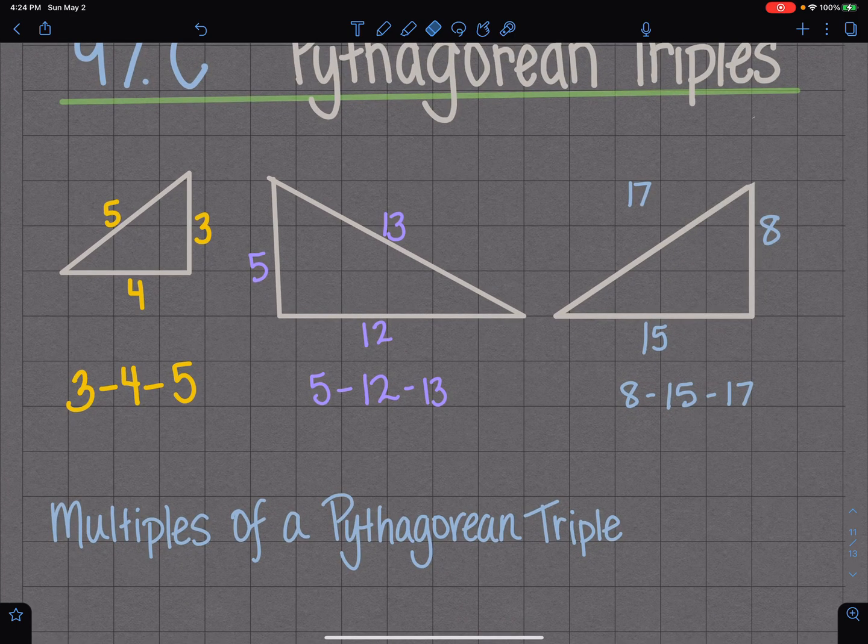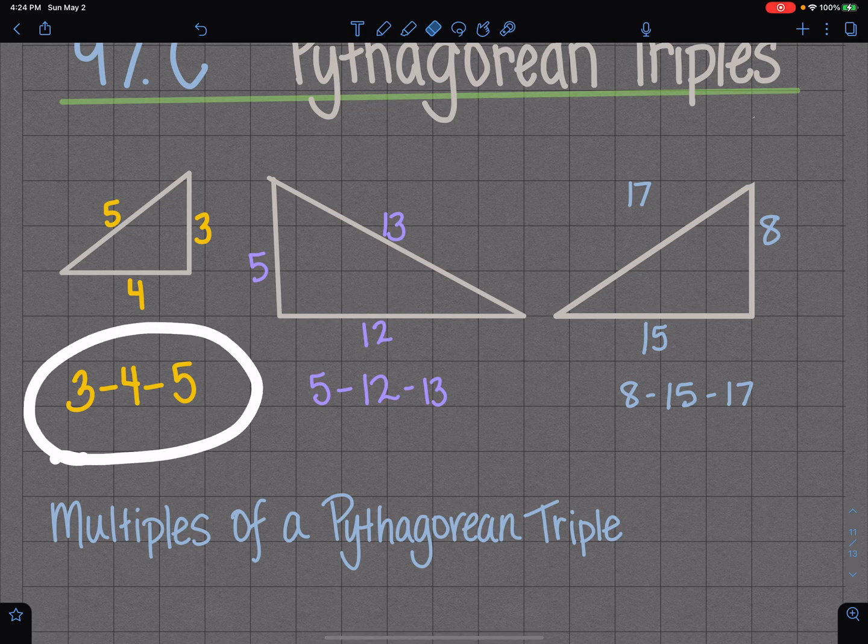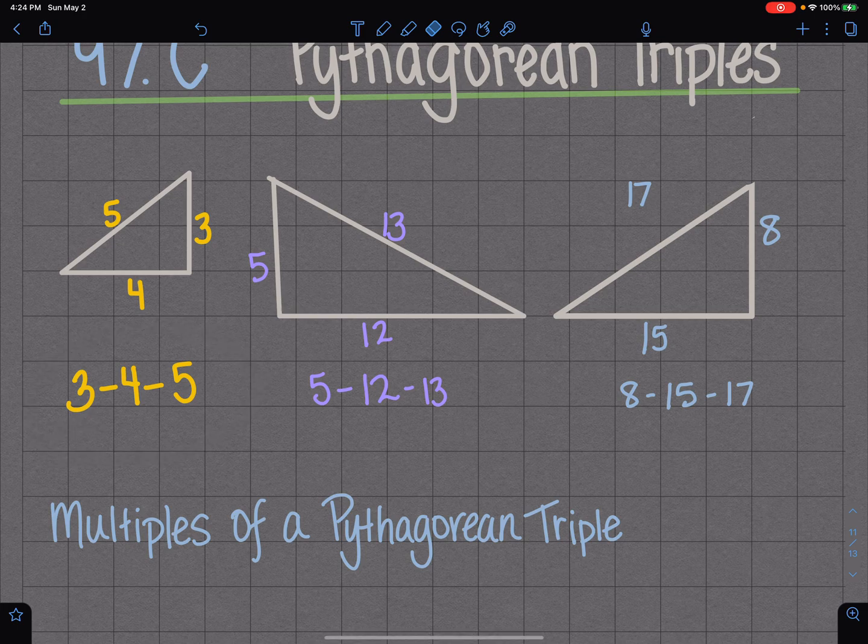It is also useful to note that if you have a multiple of 3, 4, 5, so let's double every number, 6, 8, 10, then that also works. It works with the Pythagorean theorem. So it could be a 3, 4, 5 triangle, but the lengths are actually 6, 8, and 10.